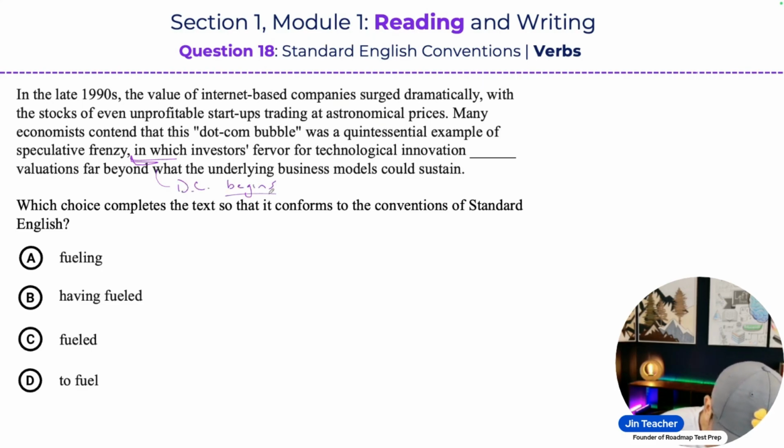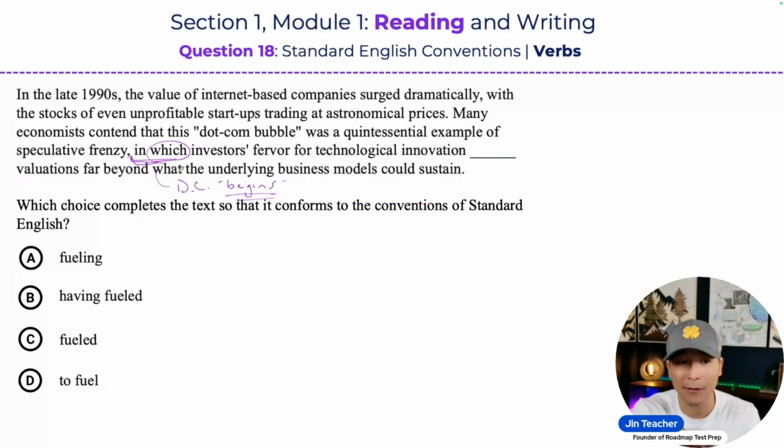Again, if you guys just watched the previous video, you'll know that I mentioned there are 3 different types of dependent clauses. This type of dependent clause is a relative clause. A relative clause, in this case, begins with the relative pronoun which. The job of a relative clause is to modify or describe the noun that came before it. So in which investors' fervor for technological innovation fueled valuations, this is just describing the frenzy. It's modifying the speculative frenzy. That's how relative clauses, or this type of dependent clause, work, okay?